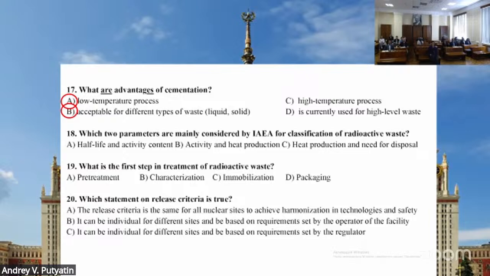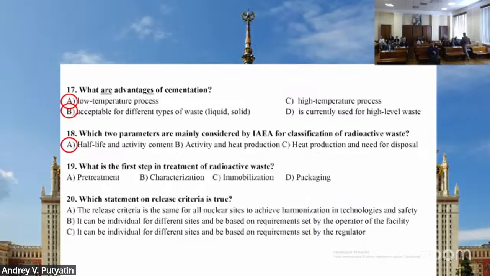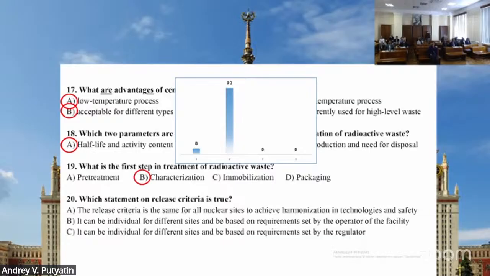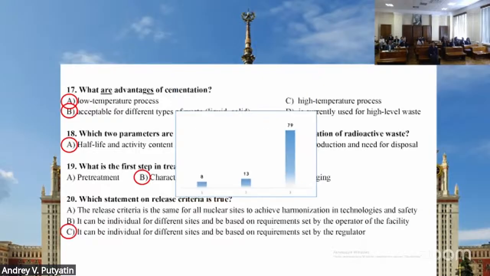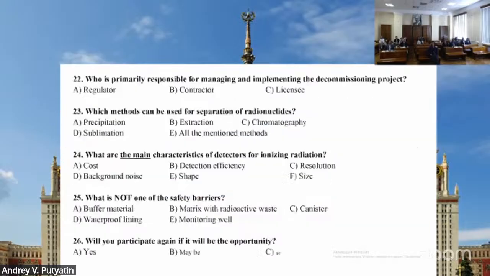Which two parameters are mainly considered for classification of radioactive waste? It is half-life and activity content, so quite a lot of correct answers. The first step in treatment: I was really surprised that almost all of you answered correctly, because it's also not a very obvious question, but I find it a very good result. Which statement on release criteria is true? Of course, it can be very individual for different countries and different sites, and it depends on the regulator in your country. Also, a lot of correct answers.